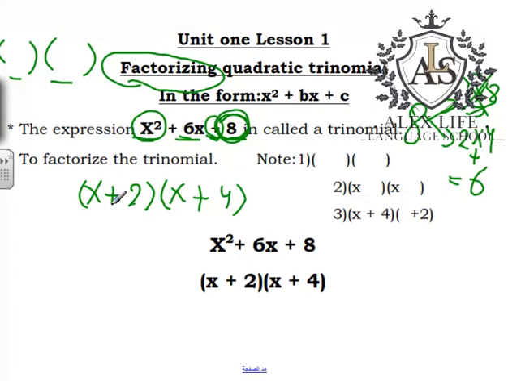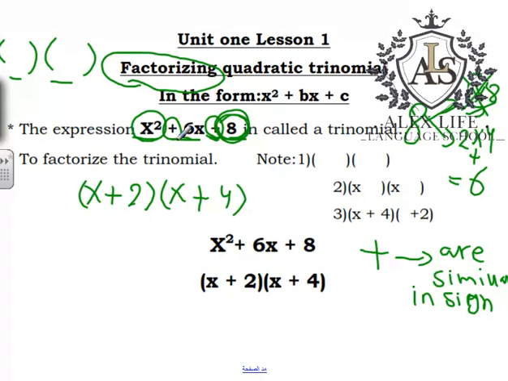This is sign method 2. If we have the last sign positive, then the two brackets are similar in sign. Means the sign positive or sign negative? No. The sign is similar to the middle term. The middle term in here is positive, so the two brackets in here are positive. Okay? The next.